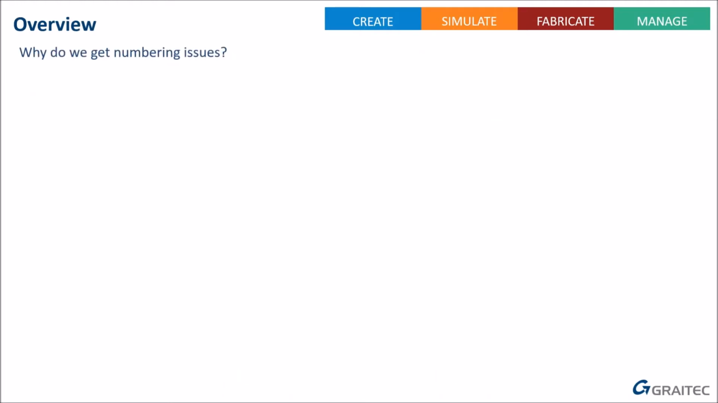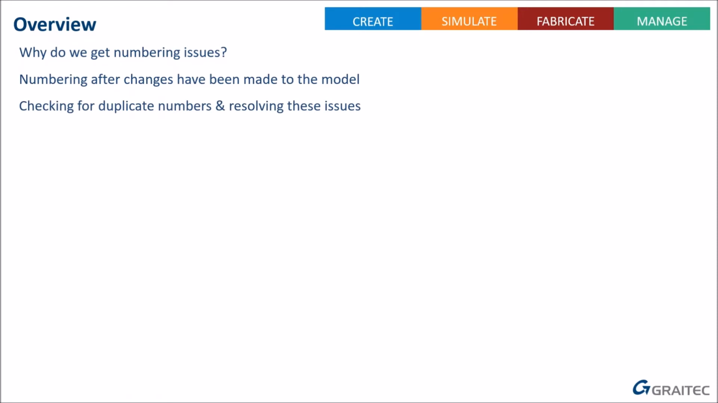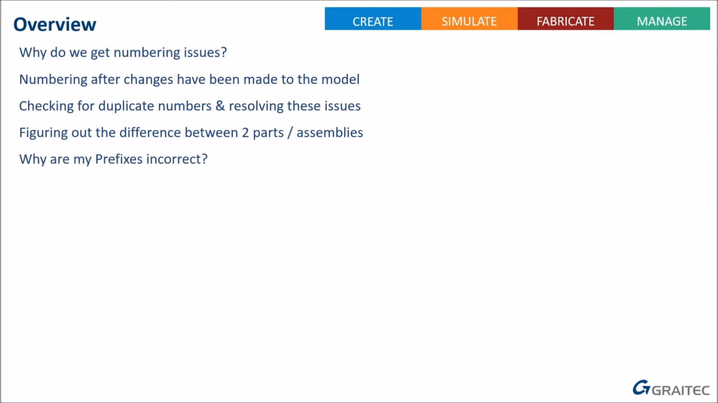So today, we're going to look at why we get numbering issues after changes have been made to the model, checking for duplicate part numbers and resolving the issues there, figuring out the differences between two parts and assemblies, why we're getting differences, and then finally we'll look at why our prefixes could be incorrect.